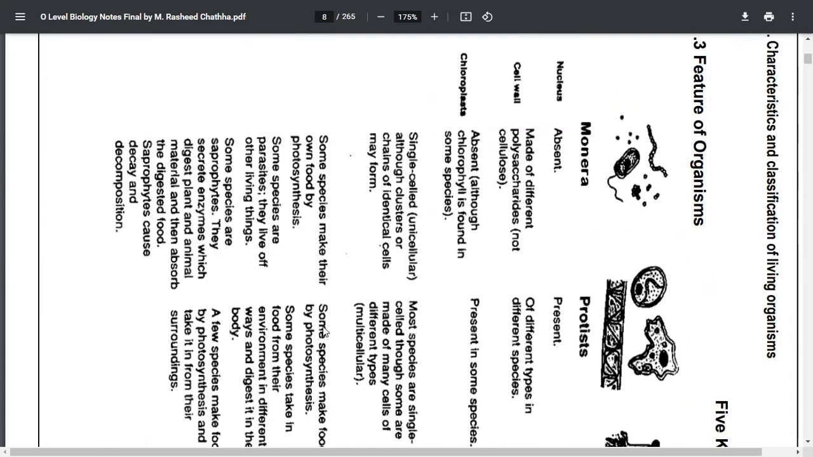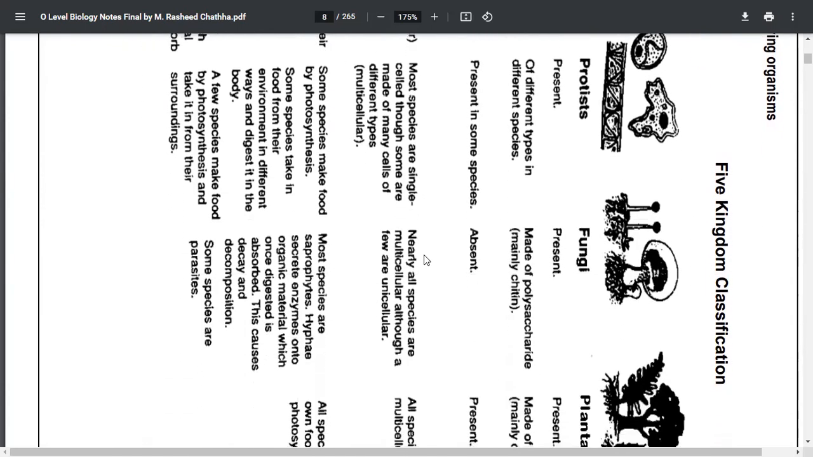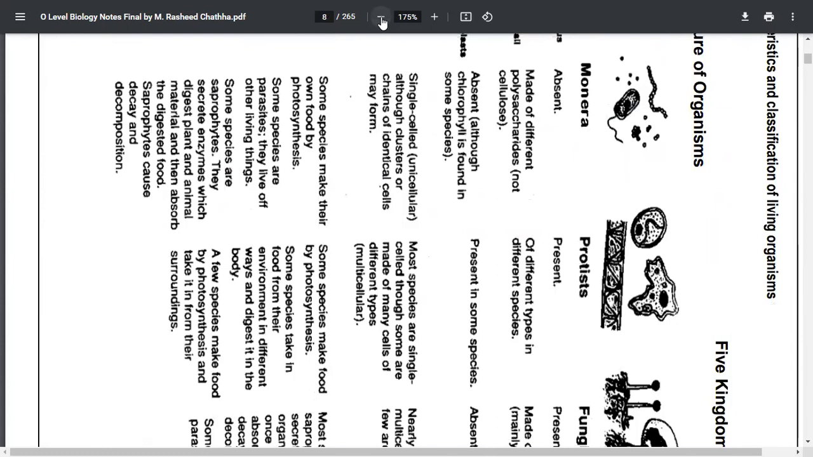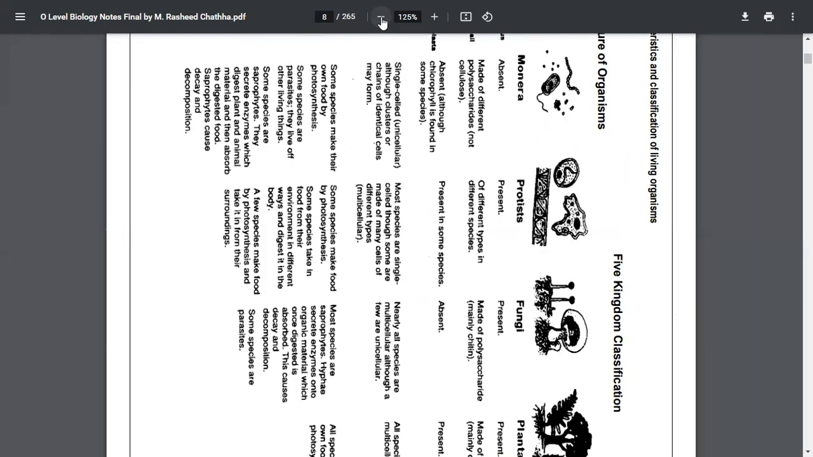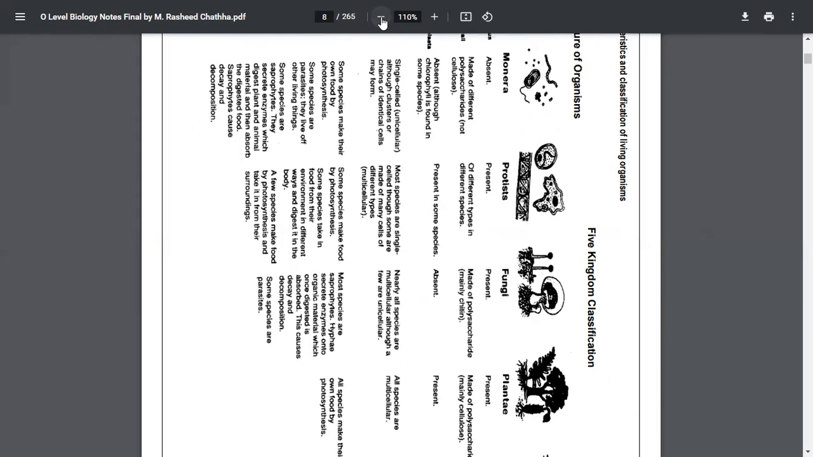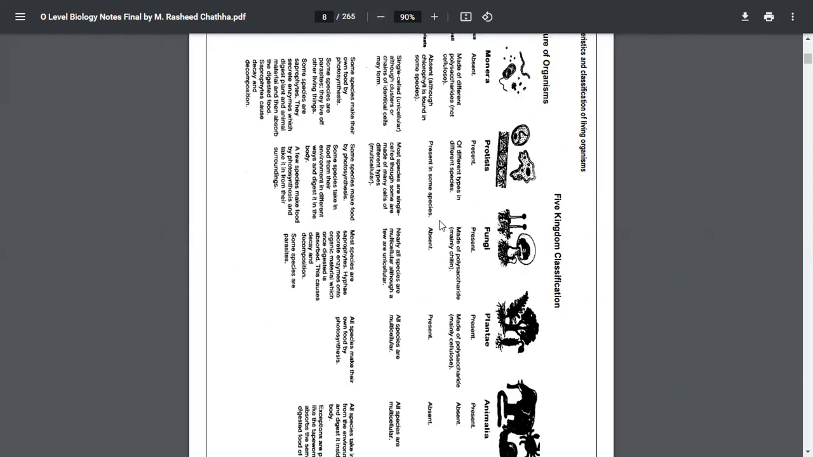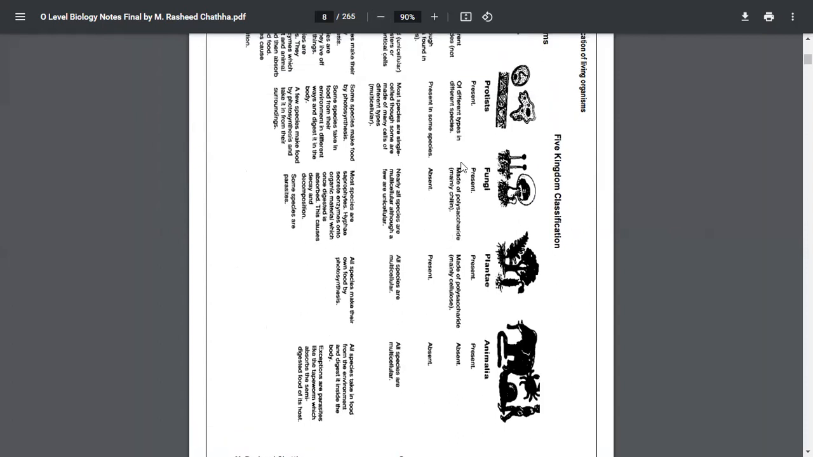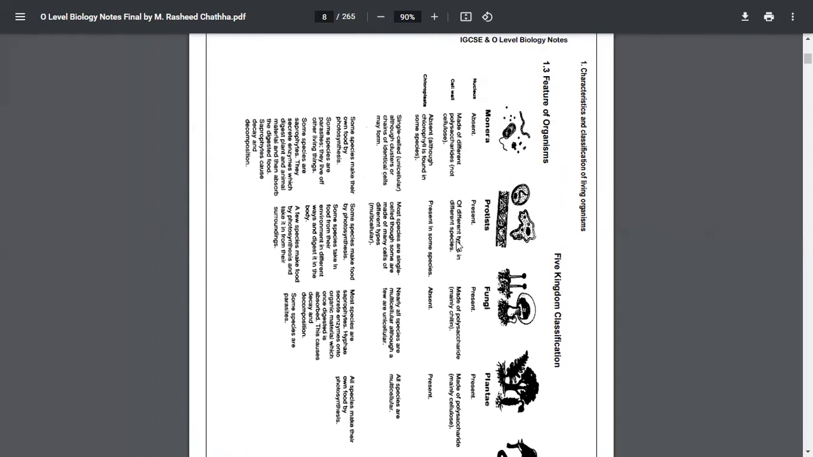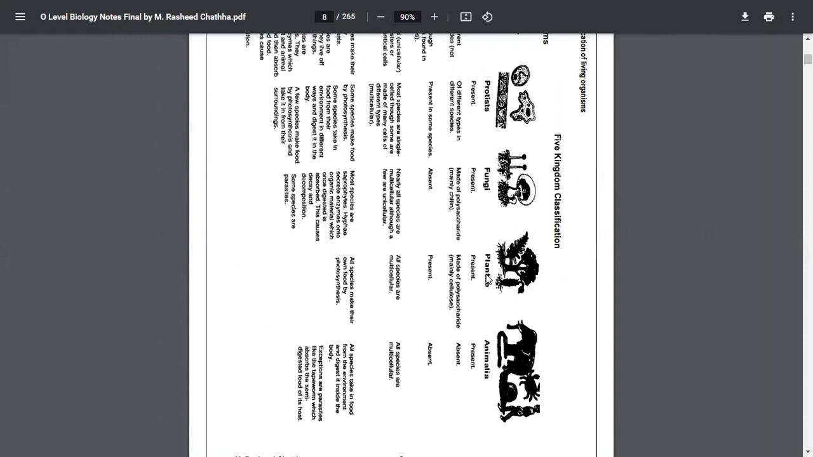Now, dear students, here are five classes. Initially, living organisms were divided into two kingdoms, that was the animal and plant kingdom. But nowadays, it's a five kingdom classification, which are named Kingdom Monera, Protista, Fungi, Plantae, and Animalia. So these are five kingdoms. I'm repeating the names again.